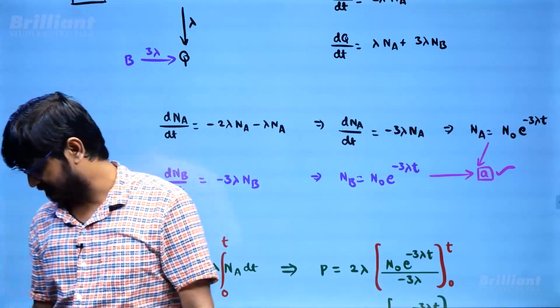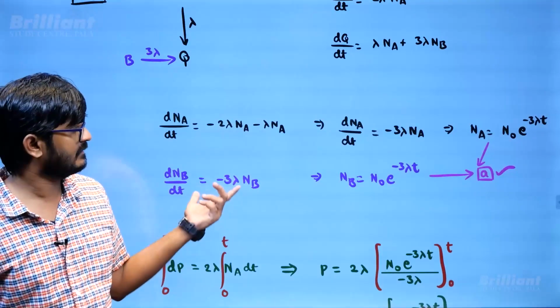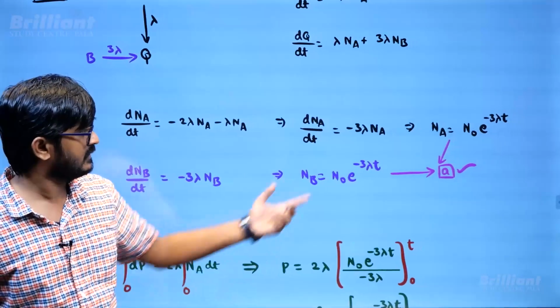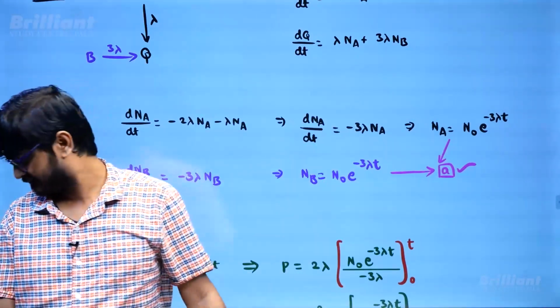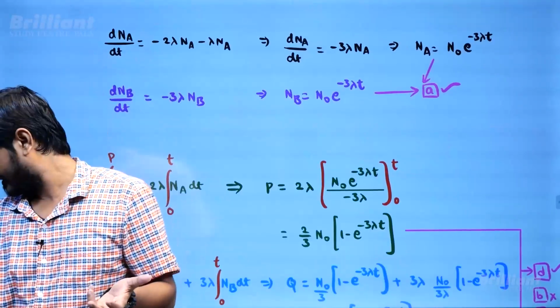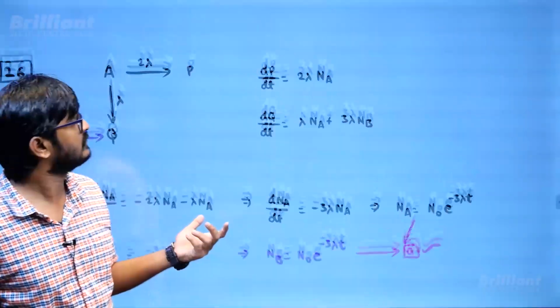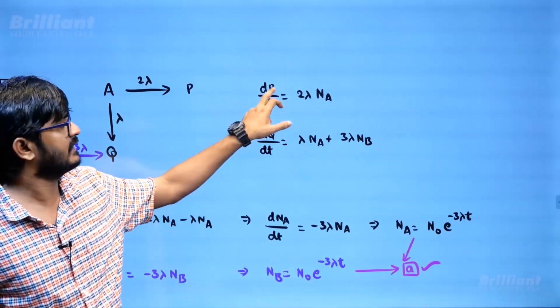Now what are they asking? They are asking whether Na equals Nb. So option A: Na and Nb are equal, right? Yes, at any time. So option A is correct. Thereafter you need to find the relation between Np and Nq, right? So you need to find Np and Nq. So Np, you need to find P, right? How will you find P?